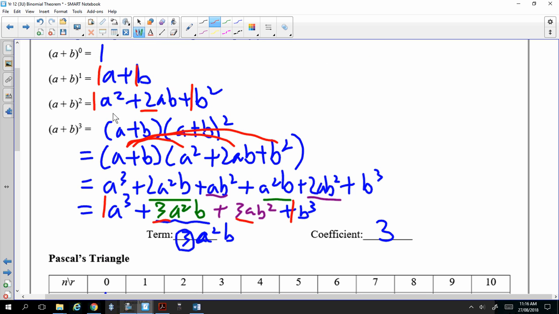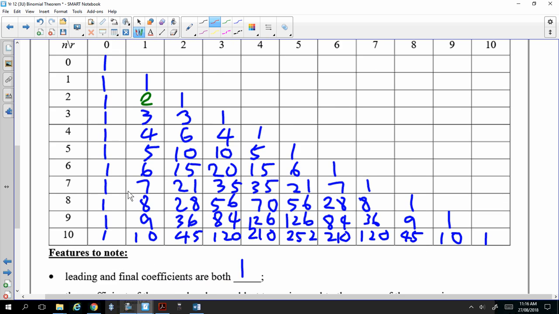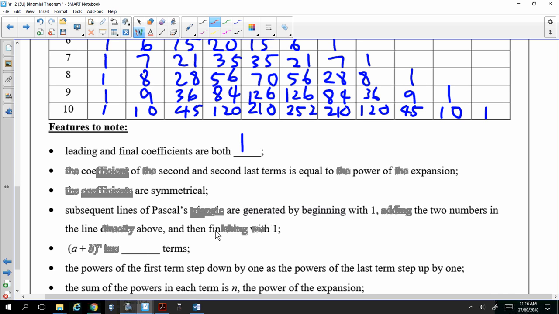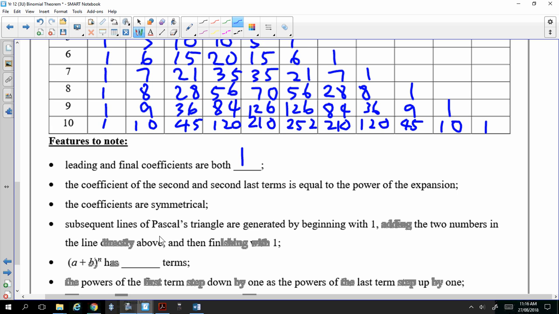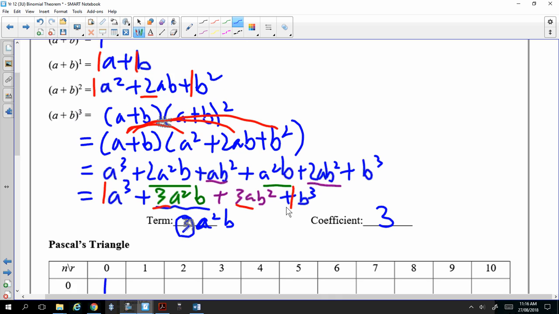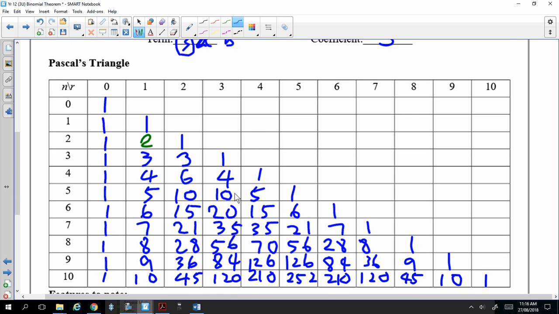Okay? The coefficients are symmetrical. Subsequent lines of Pascal's triangle are generated by beginning with 1, adding the two numbers in the line above, then finishing with 1. And then we note how many terms (a plus b) to the power n has when you expand it. If you expand to the power 3, you have 4 terms, isn't it? 1 more than the number of powers, so this will have n plus 1 terms.